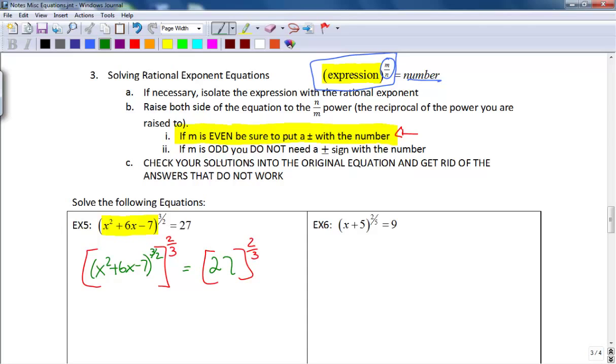Now it tells you, be careful if m is even. Well, m, remember, is the original numerator. Is that an even number? No, so I don't have to worry about that. m is odd, I don't need a plus or minus. So now I just need to simplify this and solve.